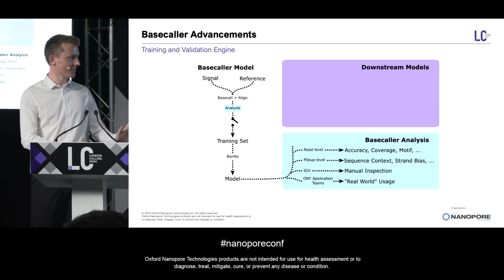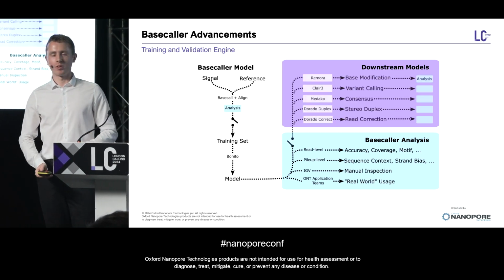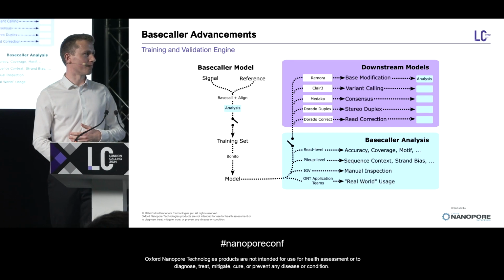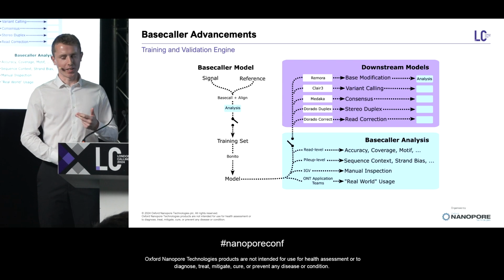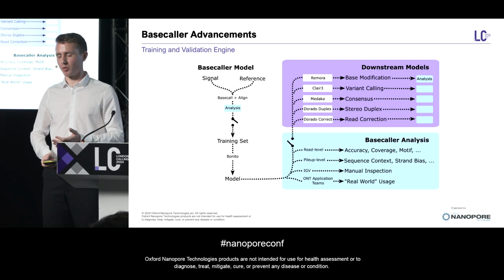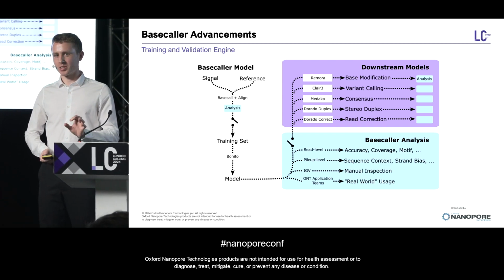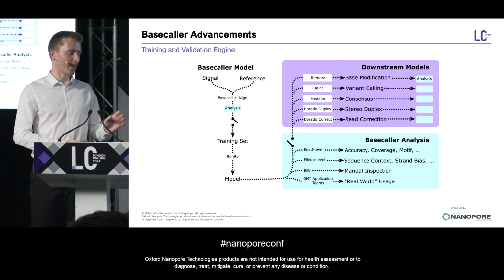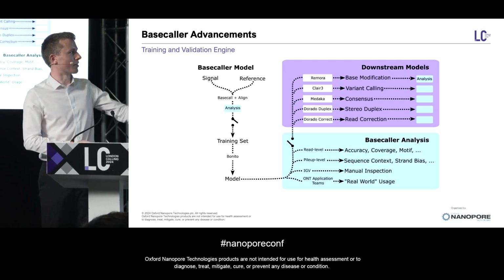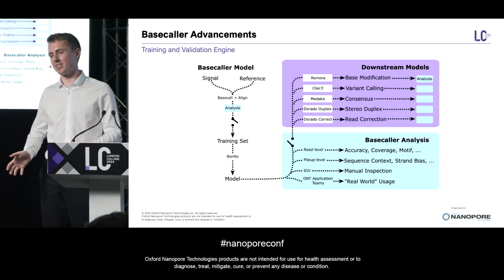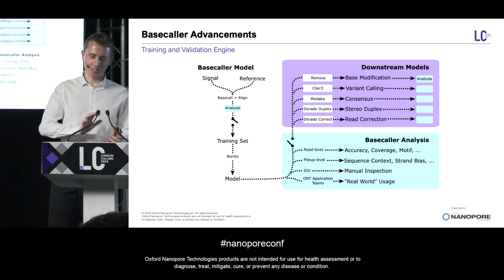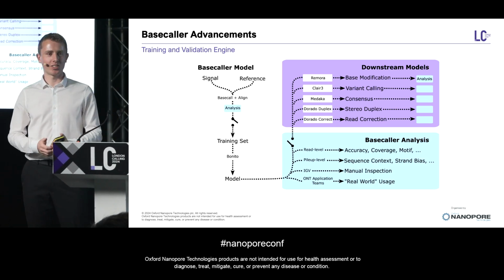Again, if everything looks good, if all the analysis comes through, we then go on to our downstream model section. So this includes things like base modifications, variant calling, consensus, stereo duplex, and so on. Each of these also has its own training section, so that's represented by the grey box on the right. And they also all have an extensive suite of analysis. So you can see the space of everything we do to deliver these models is quite large.